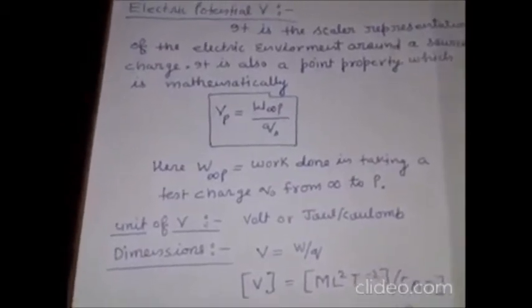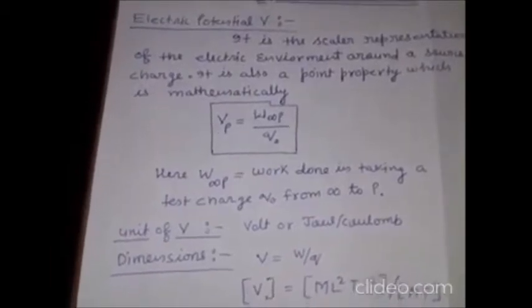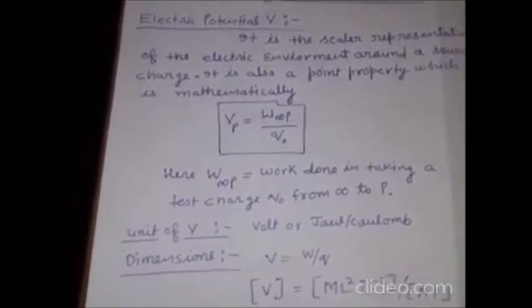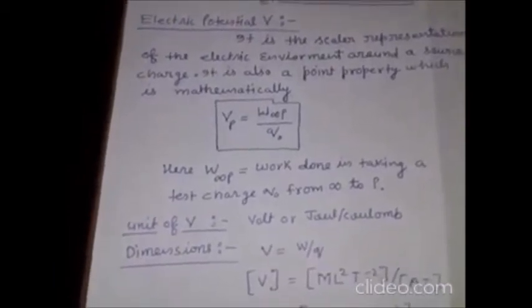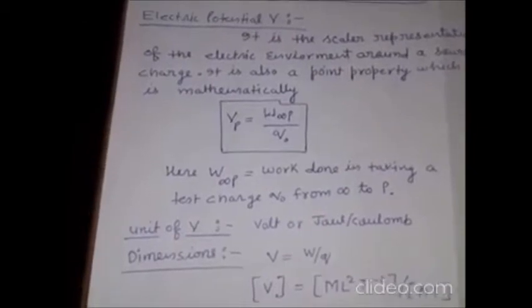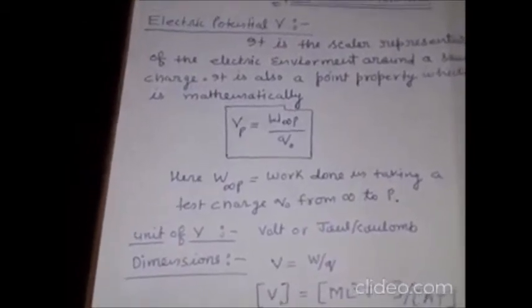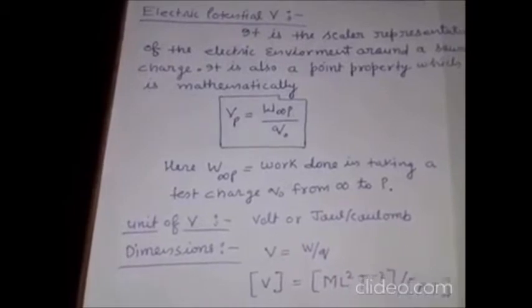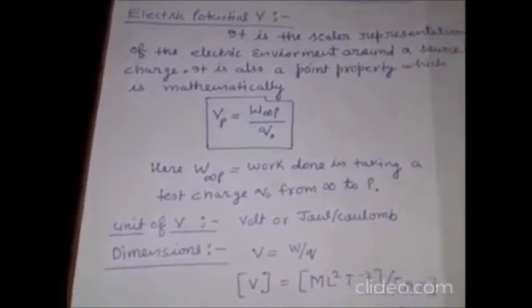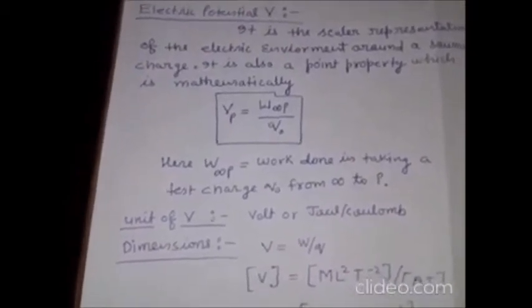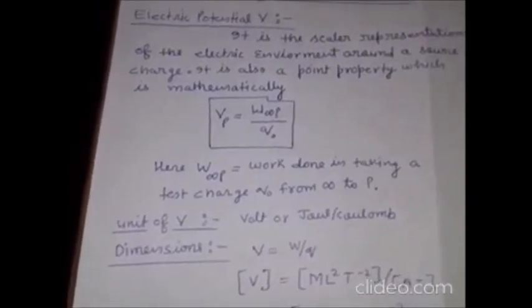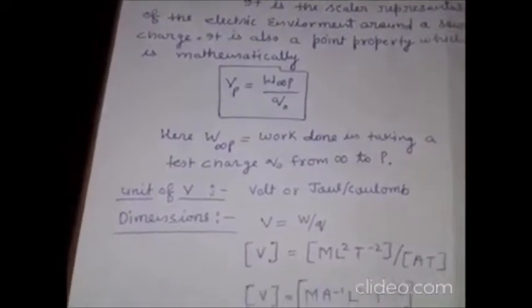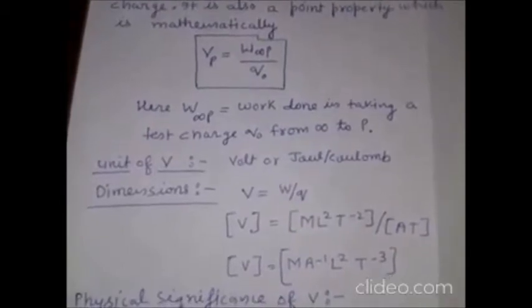Okay, so please keep this fact in mind. What is the basic formula to calculate electric field at a point? That is force per unit charge. Here potential at any point is the work done per unit charge. So potential basically is work done per unit charge, whereas electric field intensity is the electric force per unit charge. The unit of electric potential is volt or joule per coulomb.